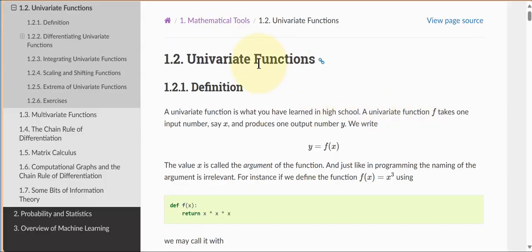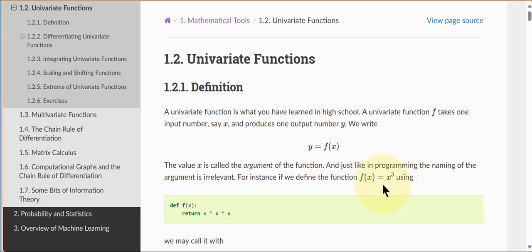Okay, next let's scroll through univariate functions. That just means functions of a single variable. It's simple in the sense that we ultimately want to be able to work with functions of many variables. But anyway, let's just scroll through there.